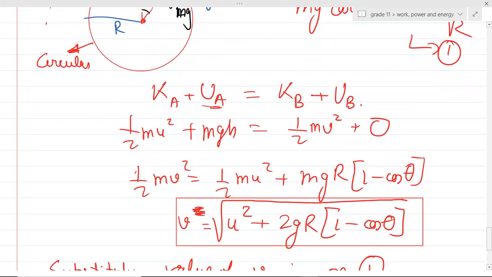First, let's do some questions on this thing. The simple pendulum cases. So done with this. Let's scroll down.